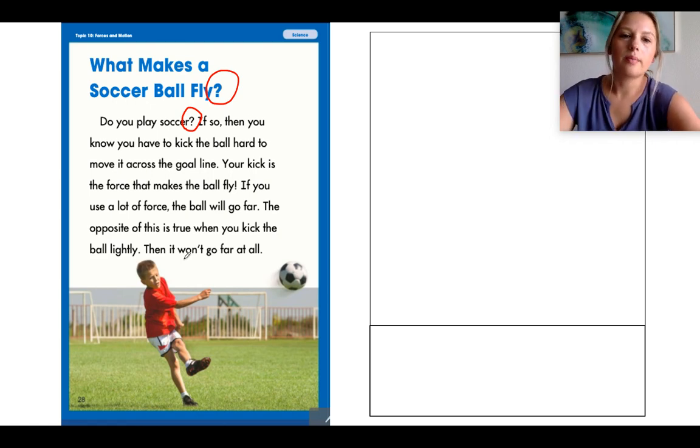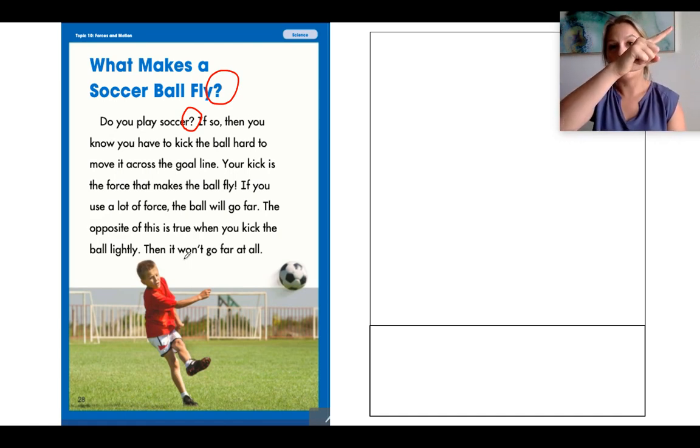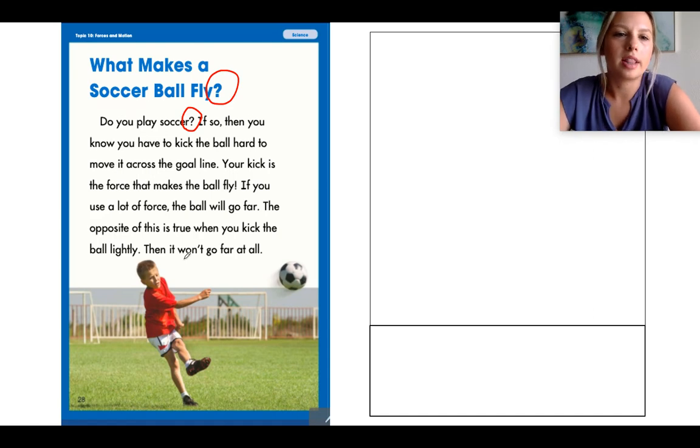Okay, so what they're saying is the same thing I was explaining. If you do a big kick, it's a big force and the ball will go far and high up into the air. So that's why the ball goes up into the air. That's why the ball flies. If you do a baby kick or a light kick, it won't go that far and it probably won't go up into the sky either.